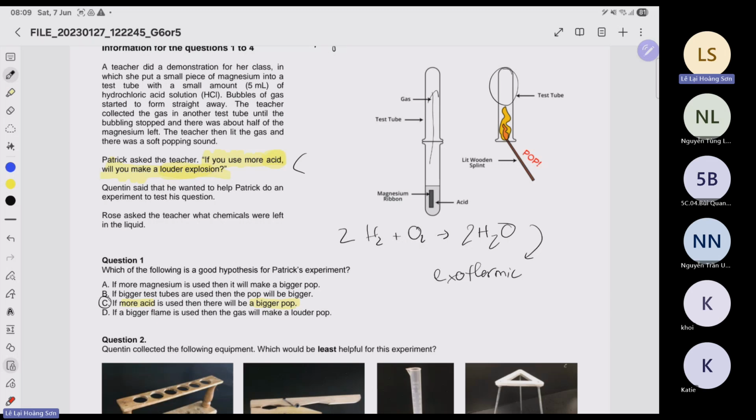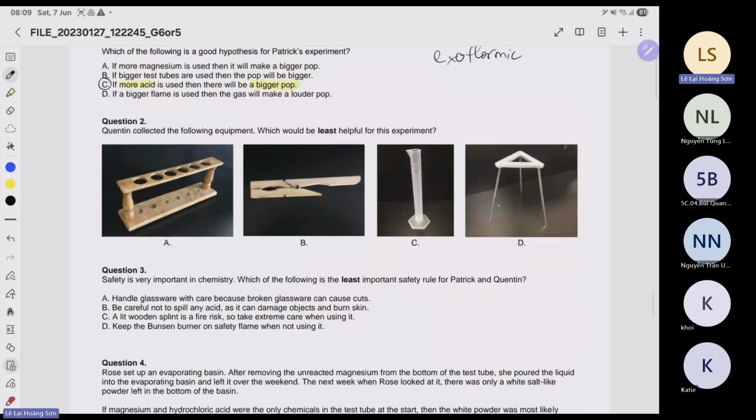The next one is question number two. All right, which is the least helpful for the experiment?